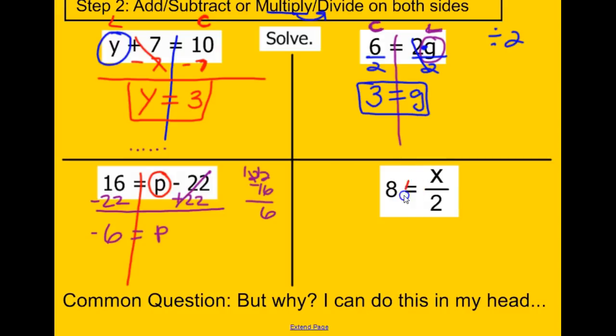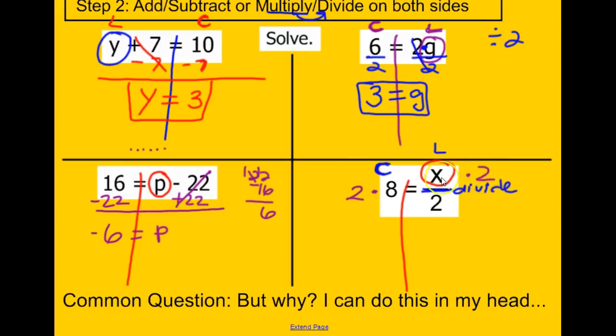Next, this one, draw your line down. Let's set this up. We want to get x all by itself. Here is where we want our letter. Here is our numbers, our constants. And I see this line. This line really here means divide. So the opposite of divide is going to be multiply. So I'm going to multiply by 2 on both sides.